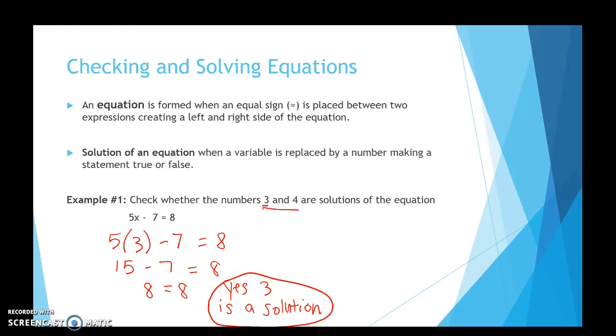But let's try this for 4. So now if we substitute in 4, that would be 5 times 4 minus 7, and we have to see if that equals 8. Well, 5 times 4 is 20, minus 7, does that equal 8? No, it does not. 20 minus 7 gives me 13, which does not equal 8. So 4, no, 4 is not a solution, and that would be my answer.